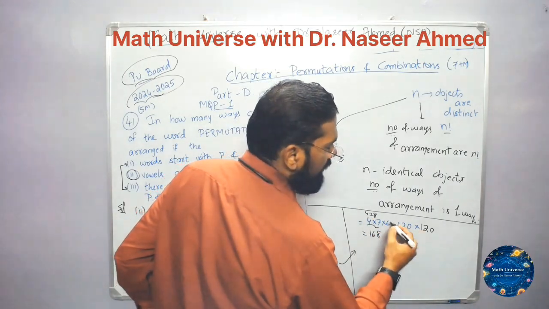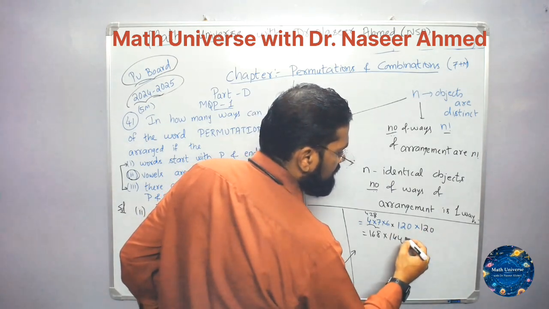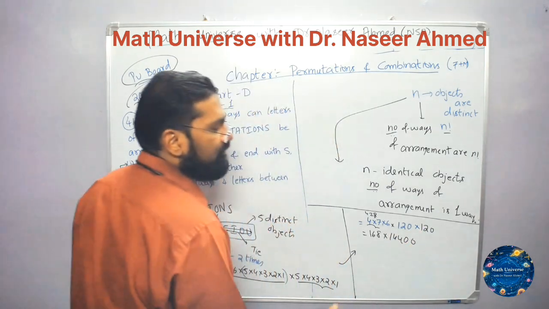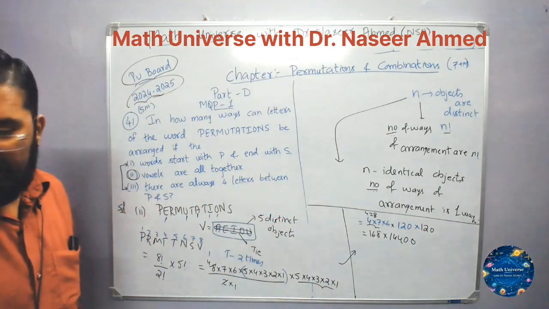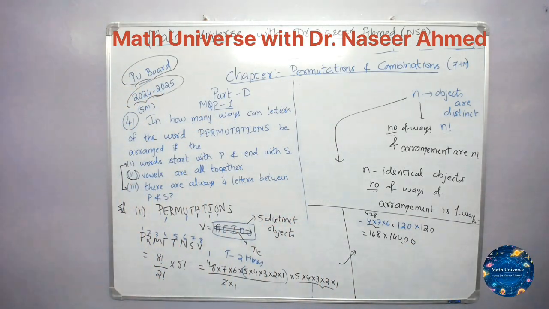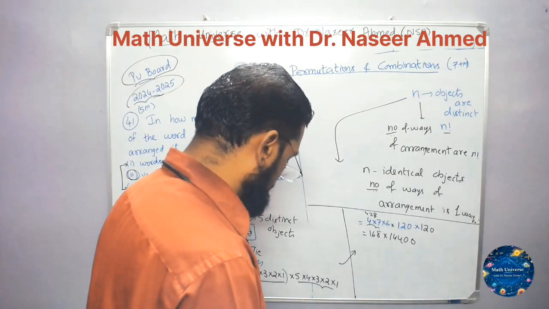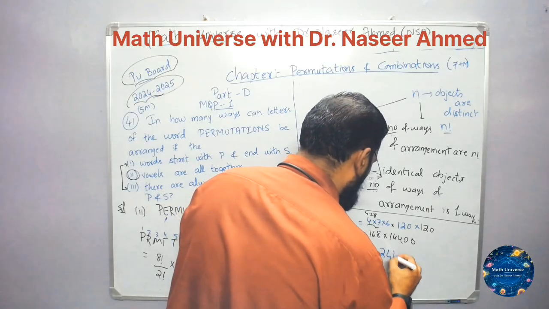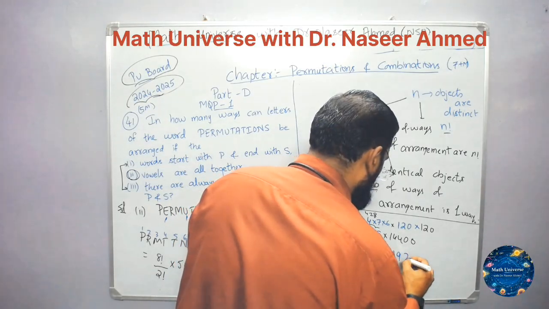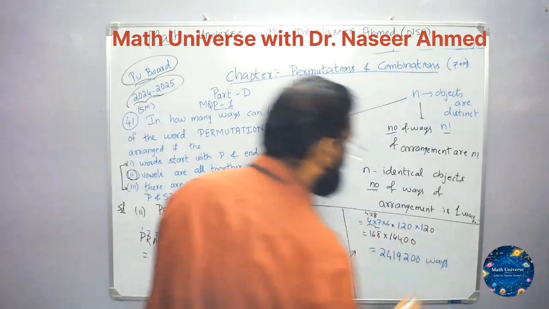And here, 12 into 12 is how much? 144. And we have 2 zeros. Just multiply this and get the answer. Let us write the final answer. After multiplying, the answer will be 2419200. Don't forget, a calculator is allowed for you.